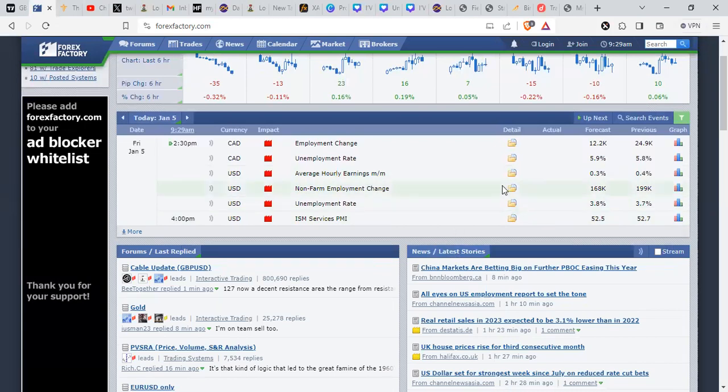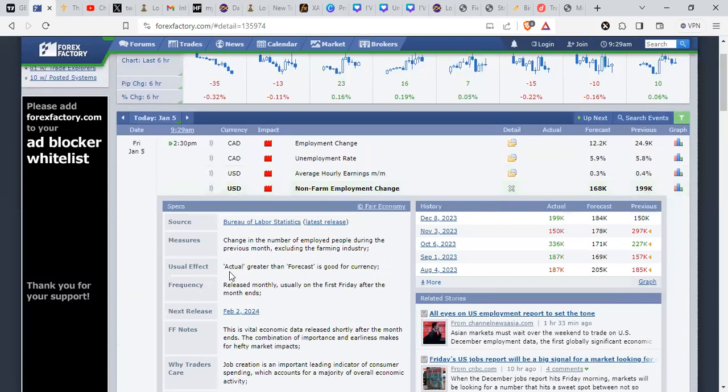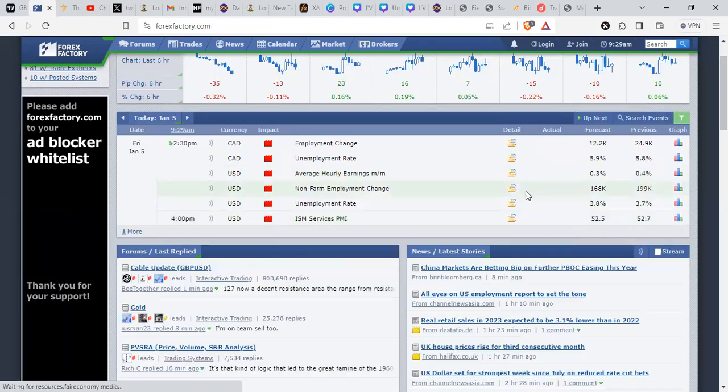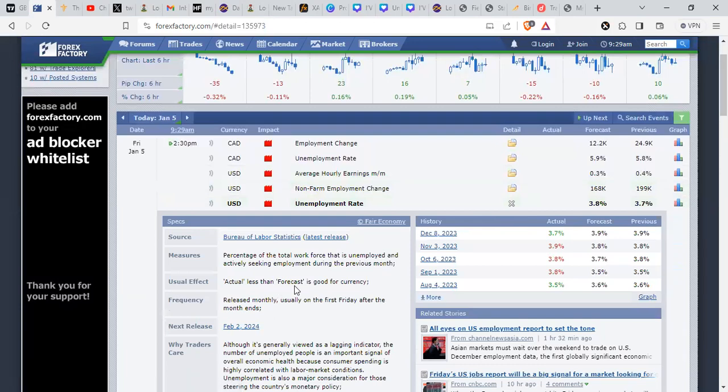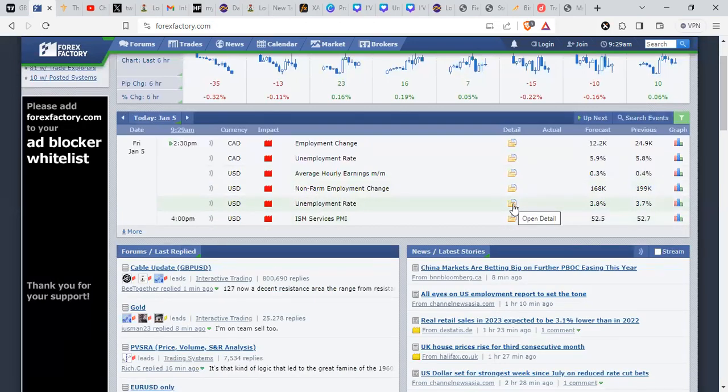Then the next one, it says actual greater than forecast is good for the currency as well. So if we have an actual here that is greater than this forecast, it's going to be good. Then this one, actual less than forecast is good for currency. So that is just what it means. Now, you don't really need to stress yourself to read all of these things.